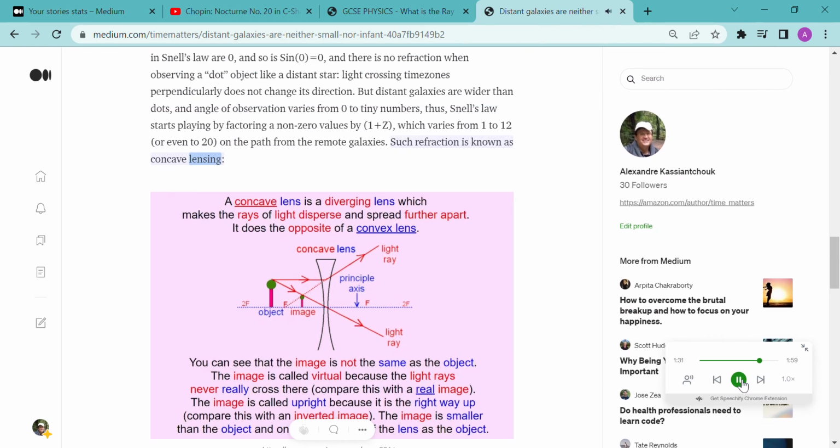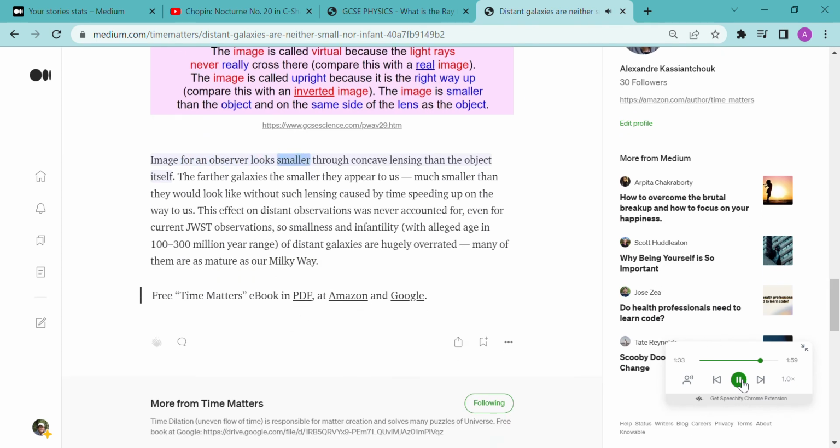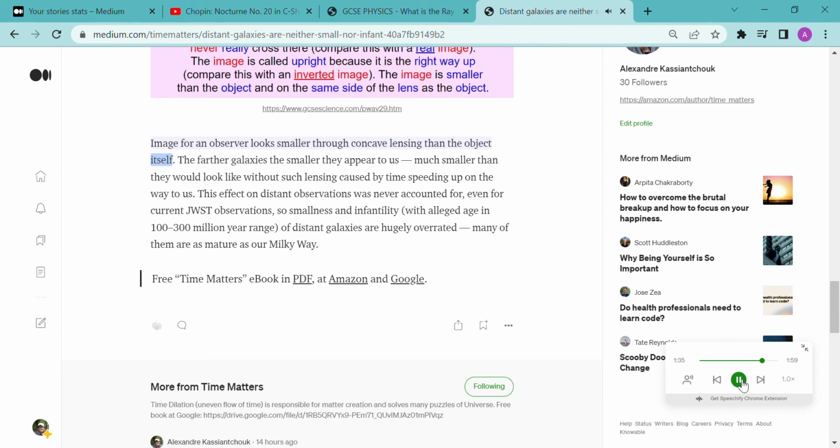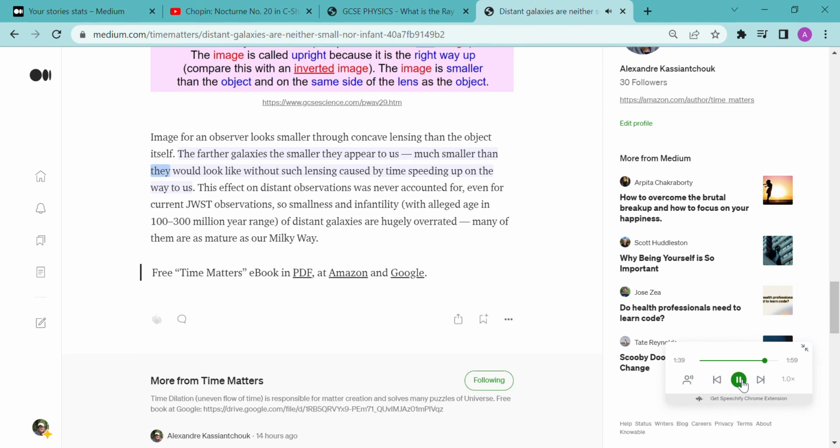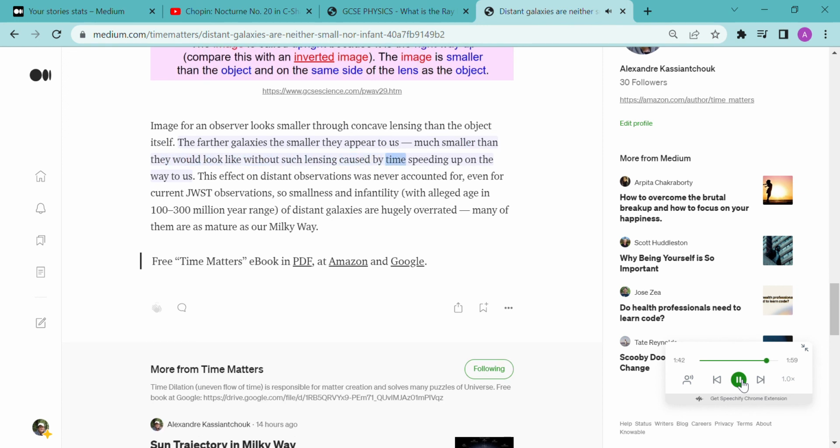Image for an observer looks smaller through concave lensing than the object itself. The farther galaxies, the smaller they appear to us, much smaller than they would look like without such lensing caused by time speeding up on the way to us.